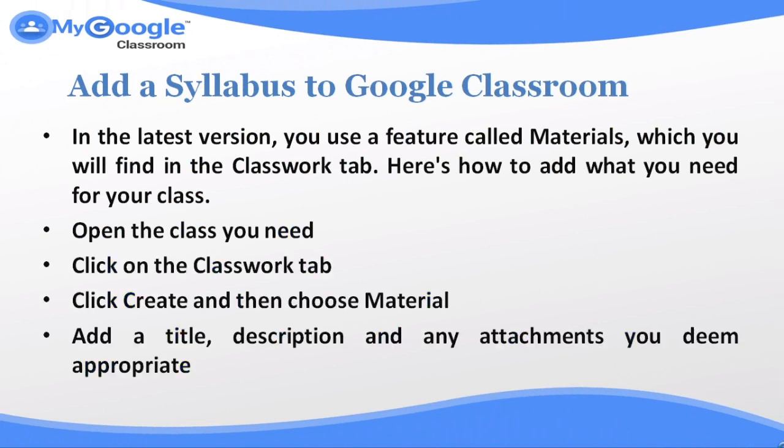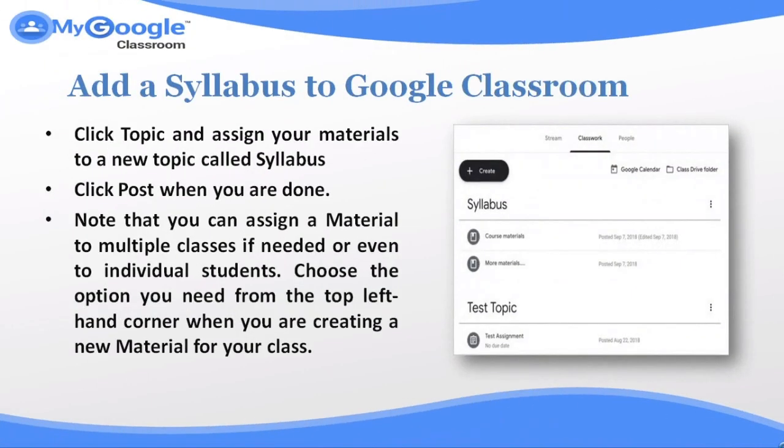Open the class you need. Click on the Classwork tab. Click Create and then choose Material. Add a title, description, and any attachment you deem appropriate. Click Topic and assign your materials to a new topic called Syllabus. Click Post when you're done.